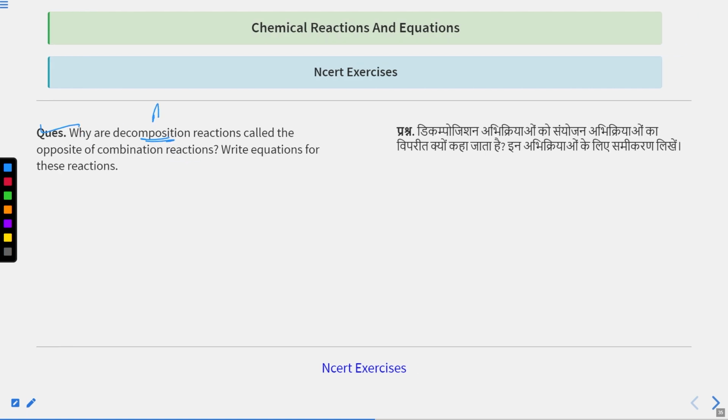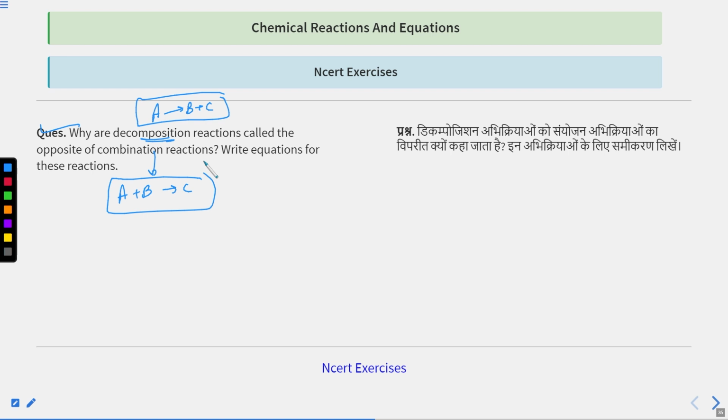Decomposition reactions: a single reactant breaks down into two or more products. Recall, this is the opposite of combination reactions. A combination reaction is when multiple reactants combine to give a single product. So, write equations for these reactions. You can see these are the general forms.